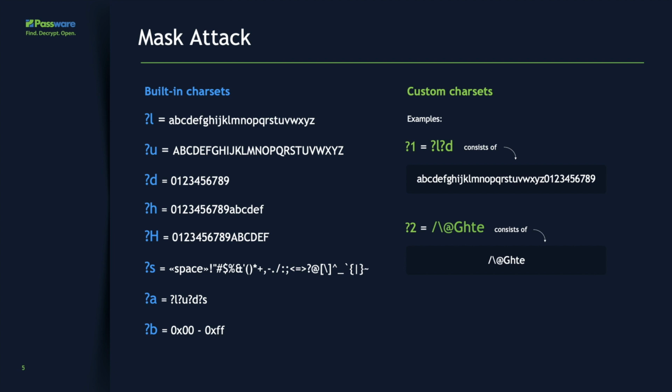Beyond built-in character sets, a variable can be introduced by the question mark followed by one of the custom character set names, 1, 2, 3 or 4. By design, there are 4 custom character sets that you may customize. For example, we see ?1 has been defined as ?l?d, meaning ?1 is comprised of any lowercase letter and the numbers 0 through 9. We've also created a custom character set ?2, which is comprised of a set of known symbols.